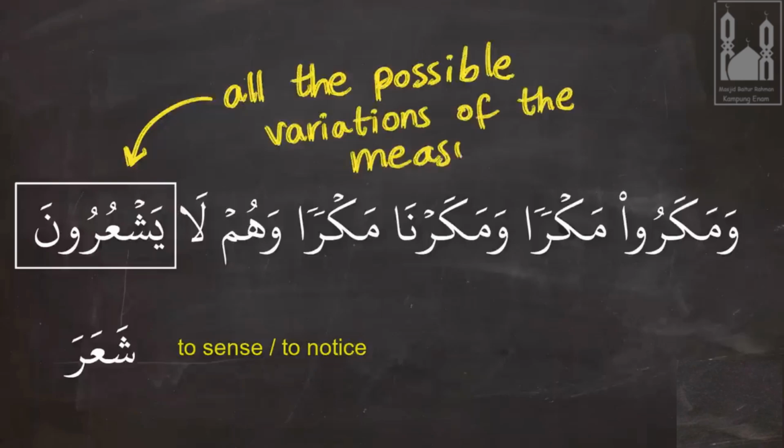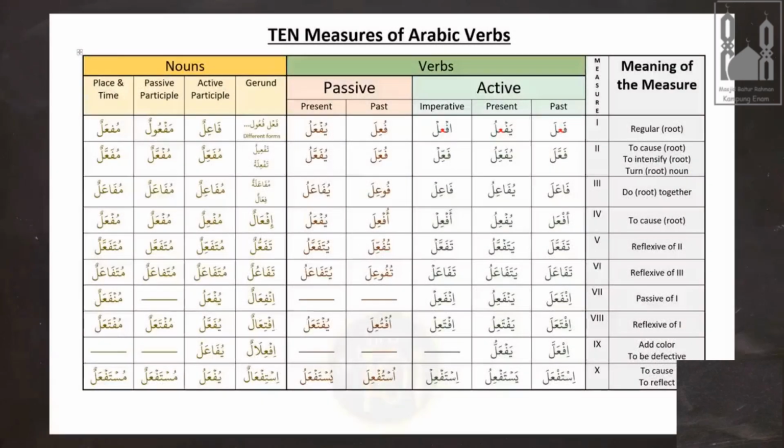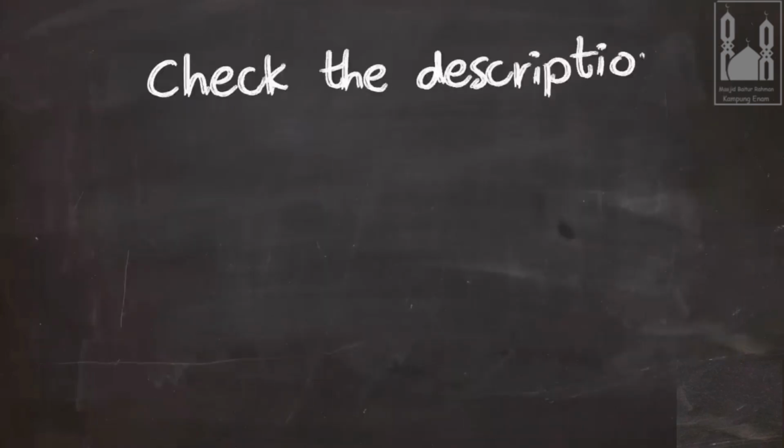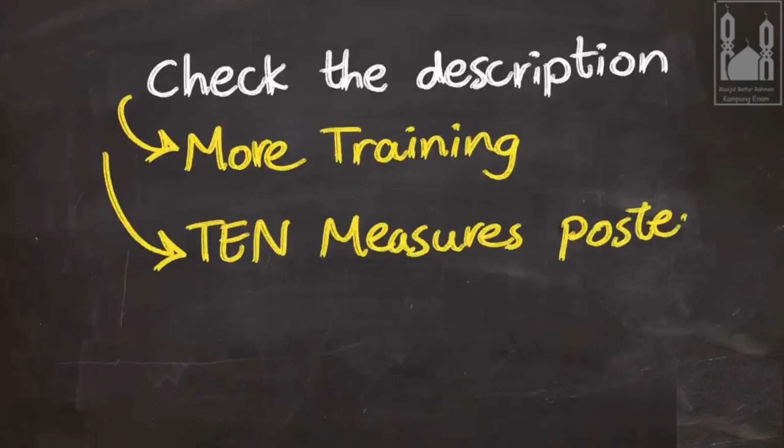So this chart, along with knowing the meaning of the base form of the most frequently used verbs in the Quran, will be a very powerful tool for you to understand the meaning of verses very easily, inshallah. And if you want more training, check out the description for the homework of this lesson. And of course, download the poster of today's chart. It is very important that you download it and print it to have it by your side to help you understand the Quran better.